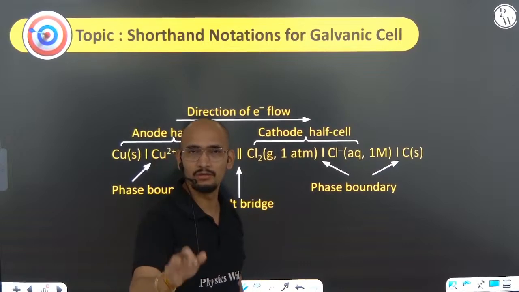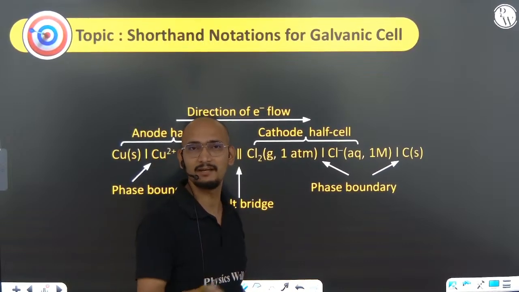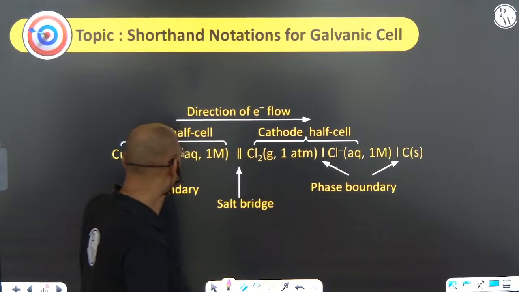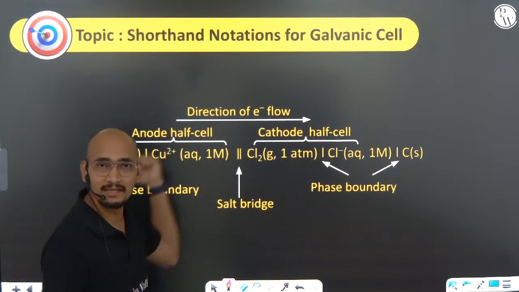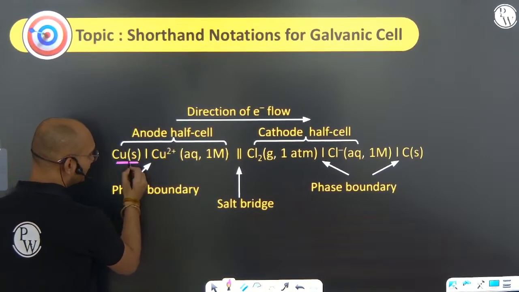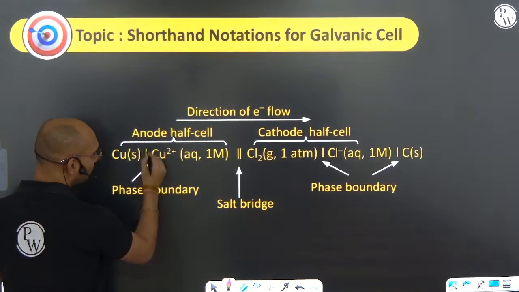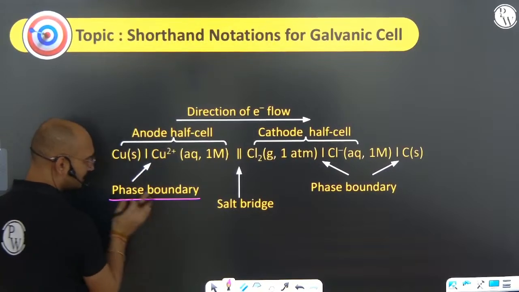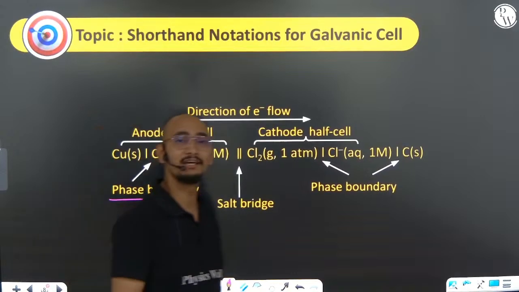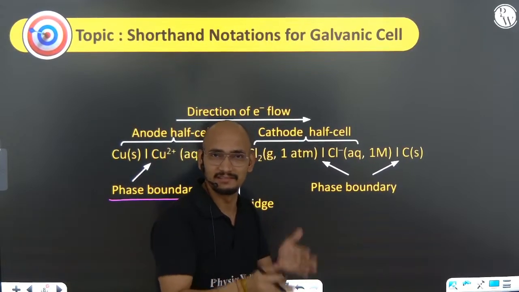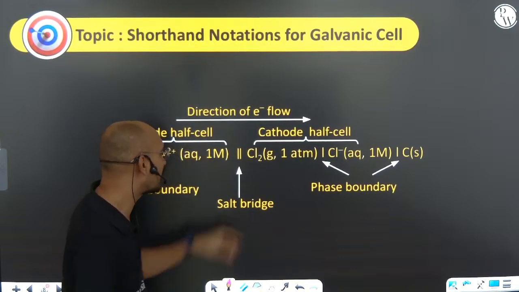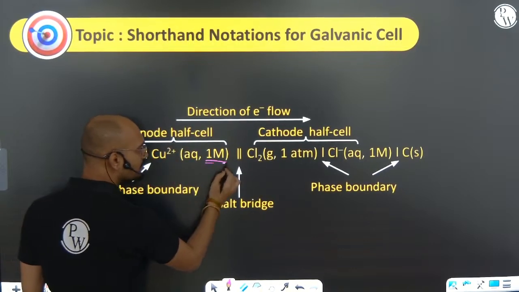As per the IUPAC rule, the cathode is kept on the right side, while the anode is always kept on the left side. So what is the anode reaction? Copper solid converting into copper ion. What is this single line? The single line shows the phase boundary, because solid is converting into aqueous solution. Therefore, there is a phase difference, so this line shows the phase boundary. And how much is the molarity? We have to mention that. Let's say 1 molar.